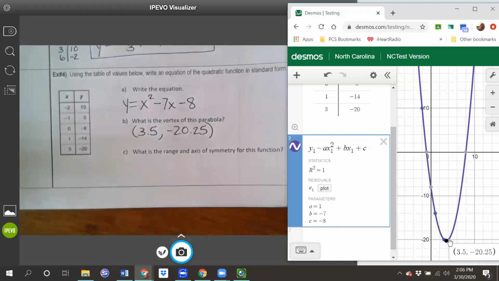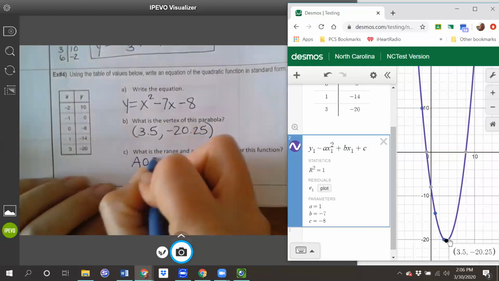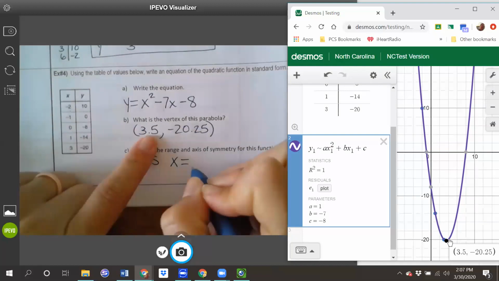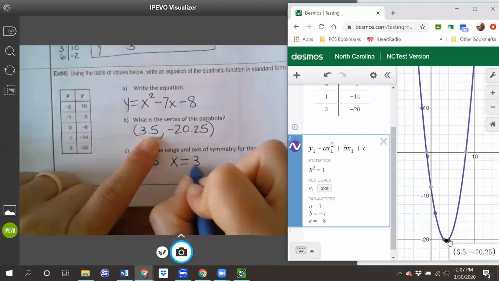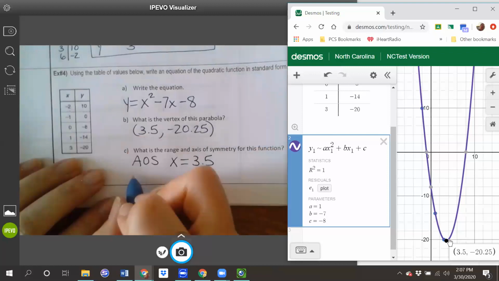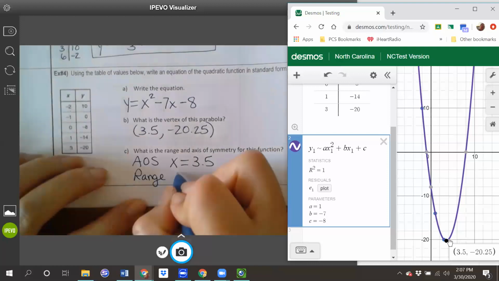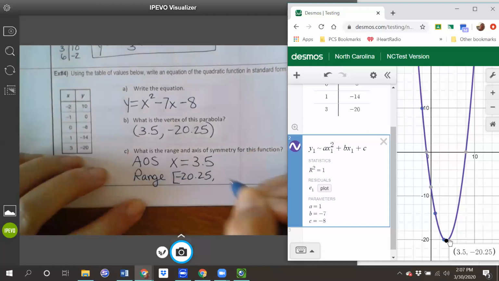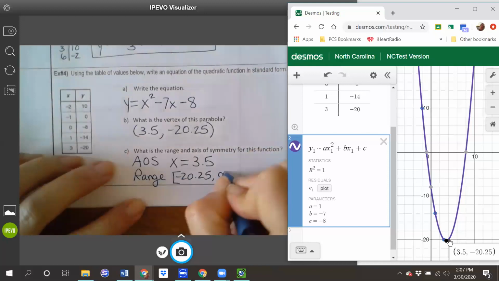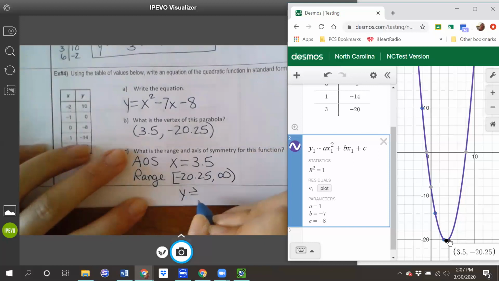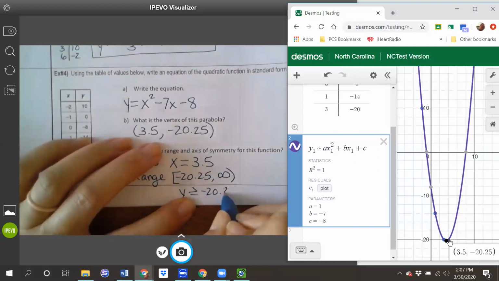And the last question is about the range and the axis of symmetry. Axis of symmetry, it's easy. Remember, it's just x equals the x coordinate of your vertex. So 3.5. And then the range, if I look at my smile, the lowest my smile is going to go is -20.25, and then a smile is going to go up forever. So that is the range. Or if you prefer, y values have to be greater or equal to -20.25.